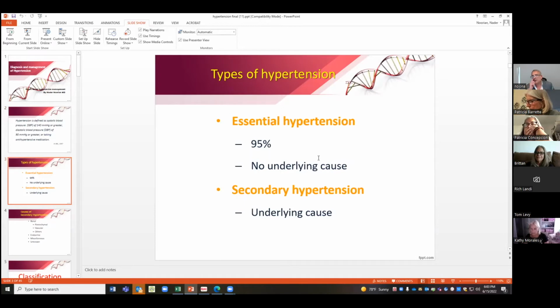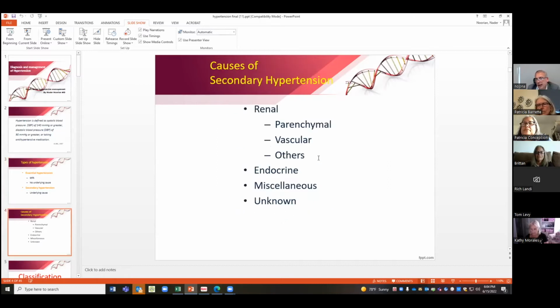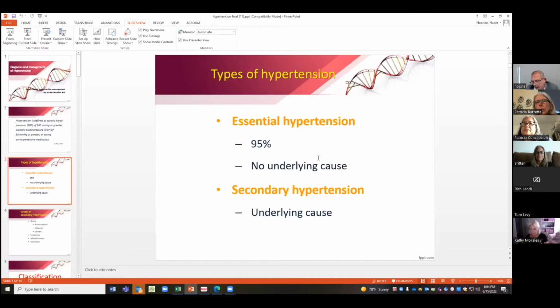The majority of hypertension is called essential or primary hypertension. That's about 95% of the hypertension out there. Idiopathic means we don't know the cause. We don't know what happened, but people develop high blood pressure. And at the end of the day, you have to control the blood pressure anyways. 5% of the hypertension falls into the secondary category. Secondary means that there is an underlying cause, and most often we have to look for that, okay?